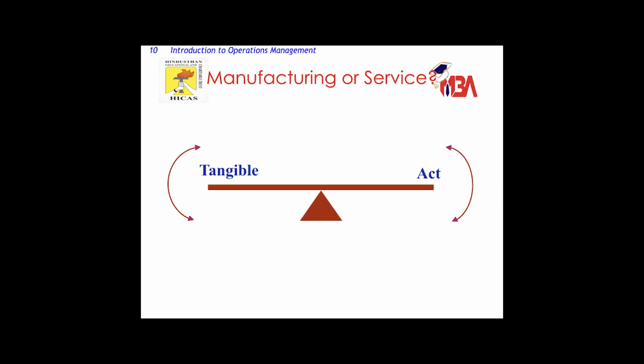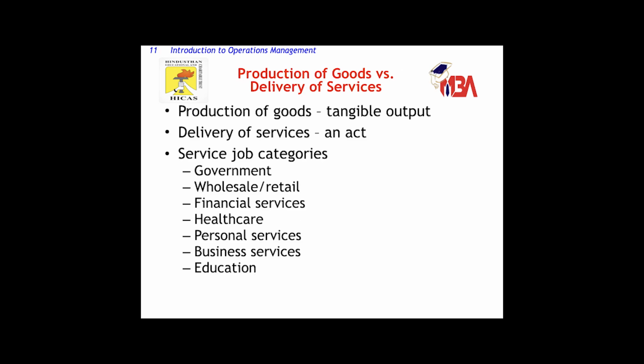Now let us look at the difference between these two, manufacturing and service. Manufacturing is tangible, and service is an act which is intangible. These are the characteristics of various activities which are carried out in manufacturing and service. In manufacturing, production of goods is done where you will get tangible output. In the case of canned vegetables, the canned vegetable is a tangible output. In the case of a steel factory, steel is going to be the tangible output.